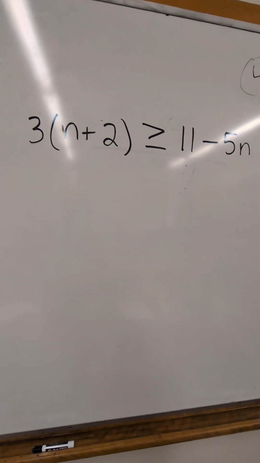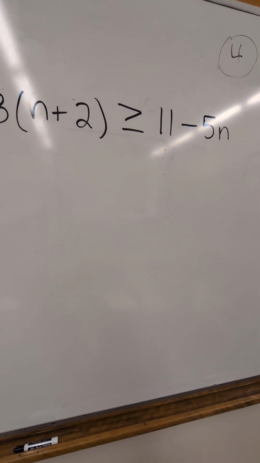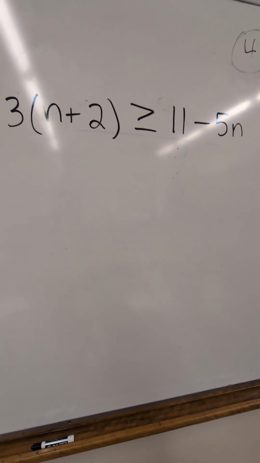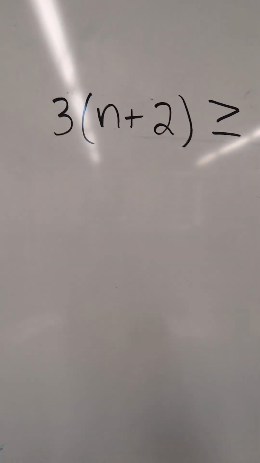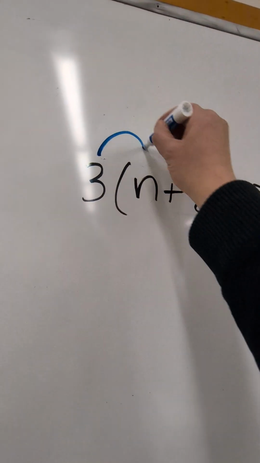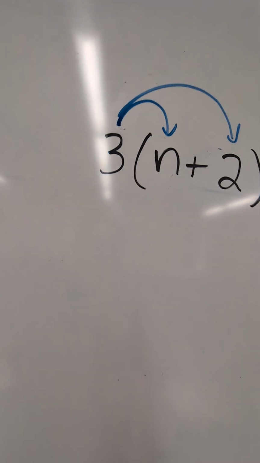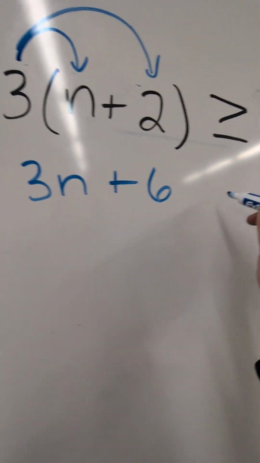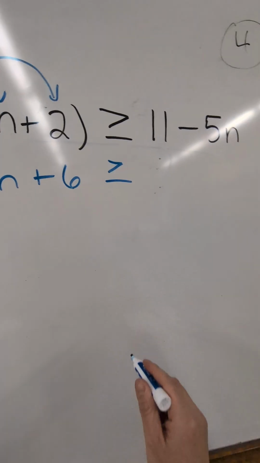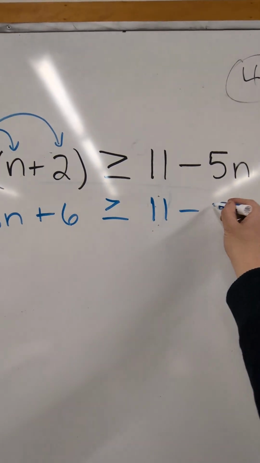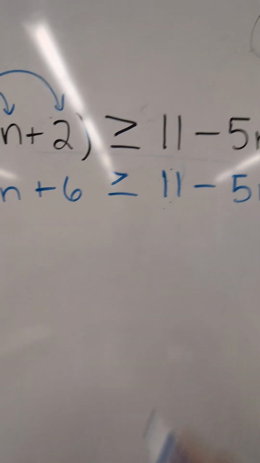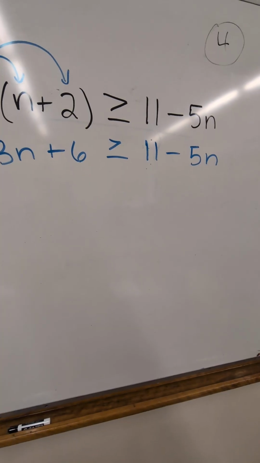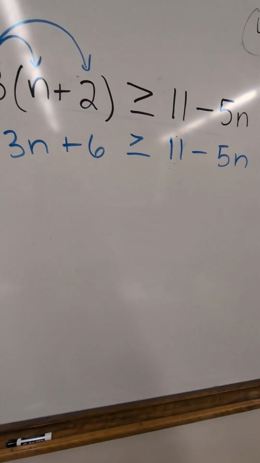Lastly, 3 times n plus 2 is greater than or equal to 11 minus 5n. The first thing I'm going to do is multiply this out. So I'm going to use the distributive method. 3 times n is 3n. 3 times 2 is 6, is greater than or equal to 11 minus 5n. You can go a number of ways from here. Let me just subtract 6 from both sides.